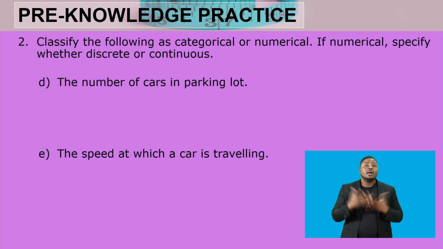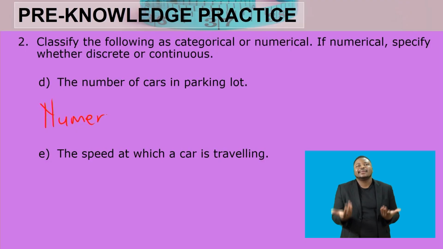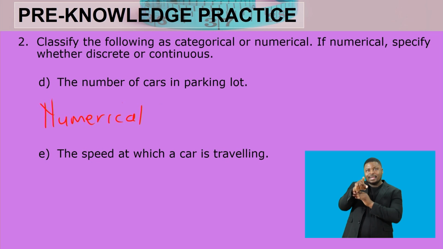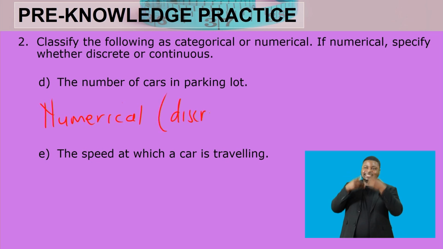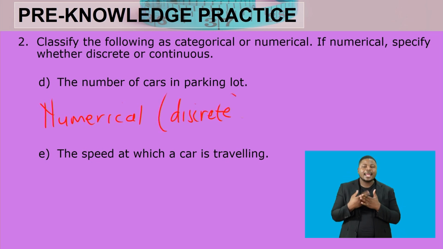Then the next question says the number of cars in a parking lot. When we look at the number of cars in a parking lot and we want to know how many there are, then we have to count them. So it means the type of data is the counted one. It deals with numbers, so it is numerical. Furthermore, we specify that it is discrete because we can count the number of cars.